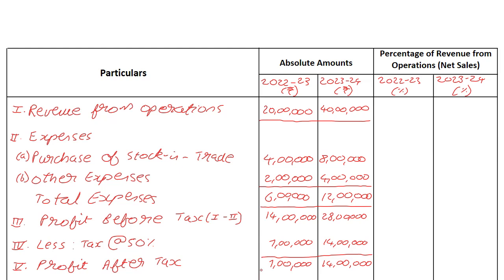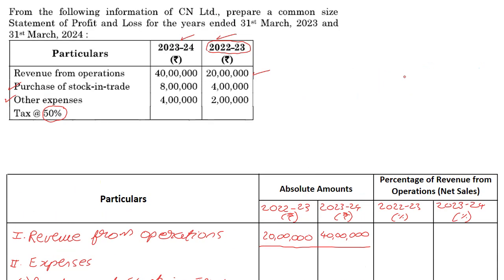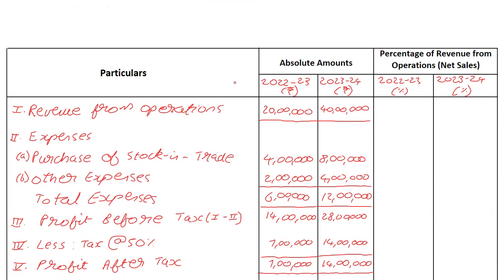All right. Now, our next step will be to calculate common size. So when they say common size statement, and that too for profit and loss, you need to keep in mind that everything corresponds to sales. Remember, it's percentage on top.